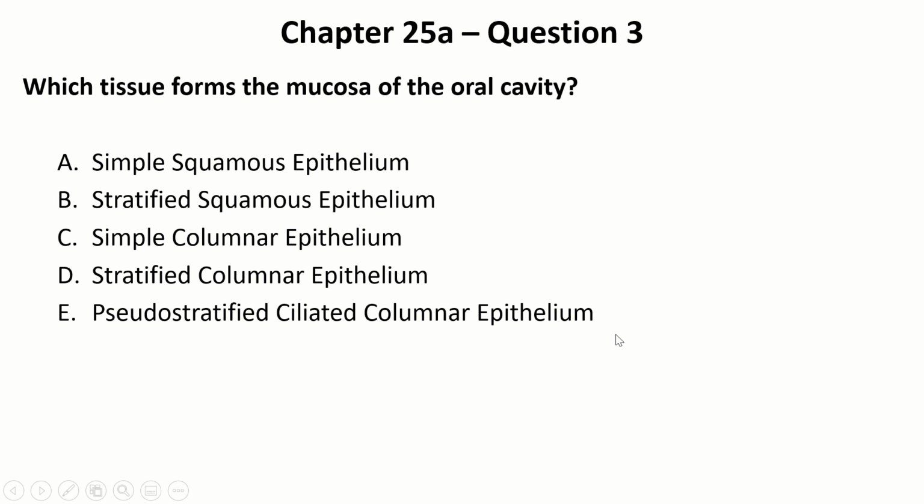So here's some review questions. Question 3 of Chapter 25A. Which tissue forms the mucosa of the oral cavity? Is it A, simple squamous epithelium, B, stratified squamous epithelium, C, simple columnar epithelium, D, stratified columnar epithelium, or E, pseudostratified ciliated columnar epithelium?